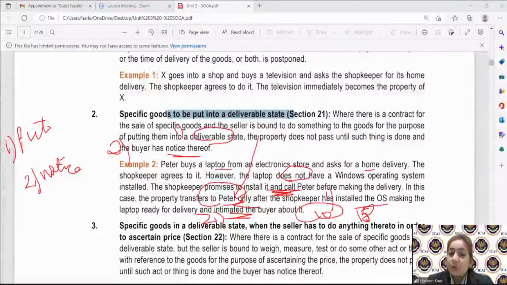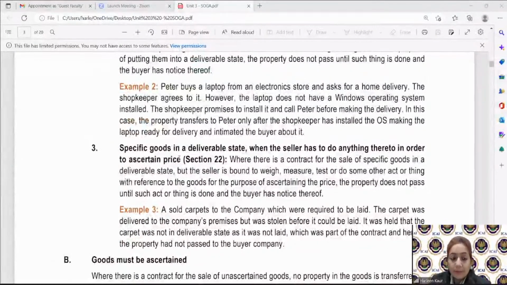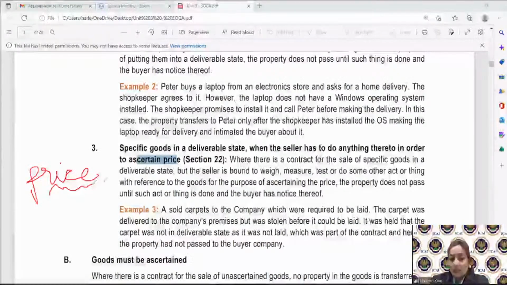All right. So section 21, remember, two things have to be done by the seller. He needs to put the goods in deliverable state and inform the buyer about it. Point number 3, section 22 talks about specific goods in a deliverable state when the seller has to do something in order to find the price of the goods. Now here, section 22 typically talks about determining the price of the goods. Once the price of the goods has been decided, property gets transferred.